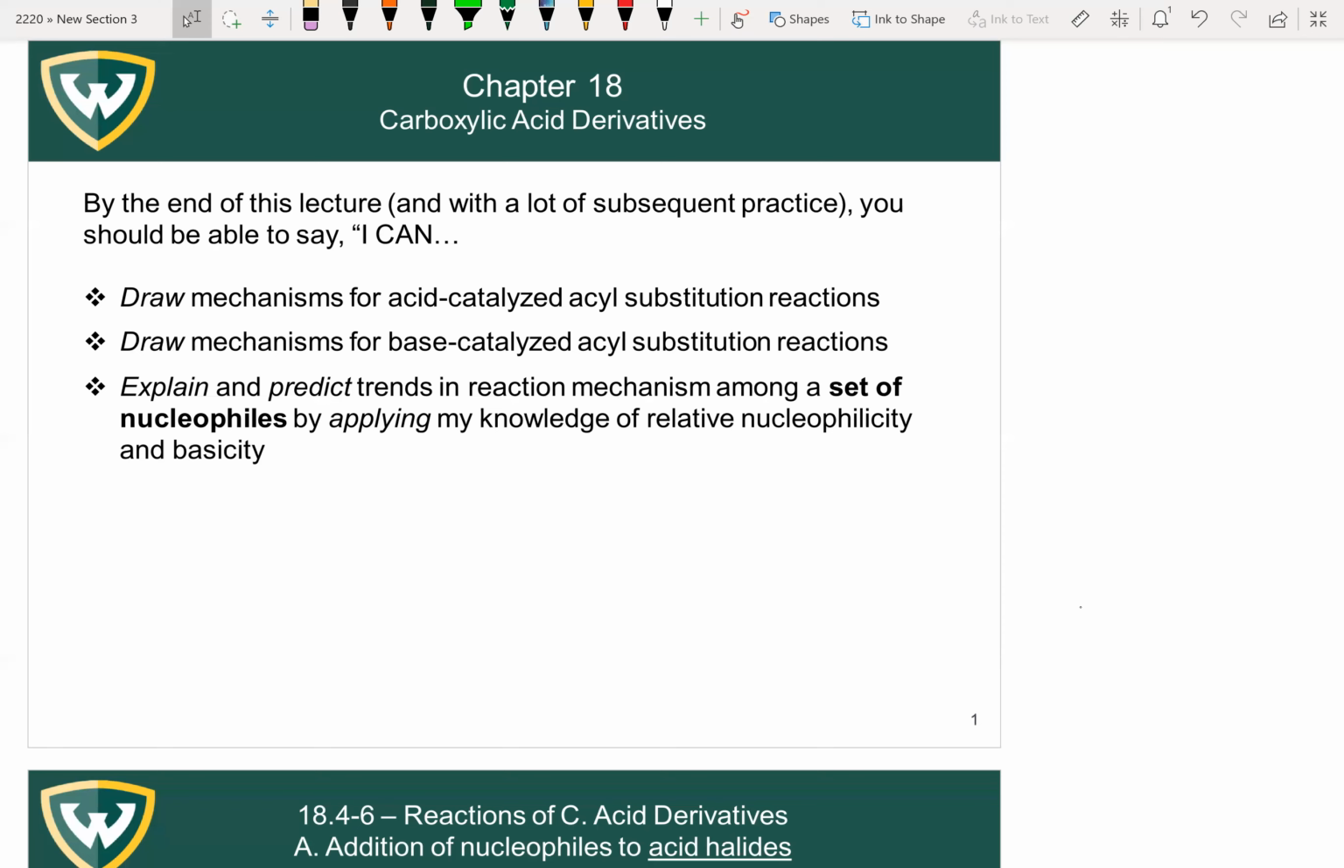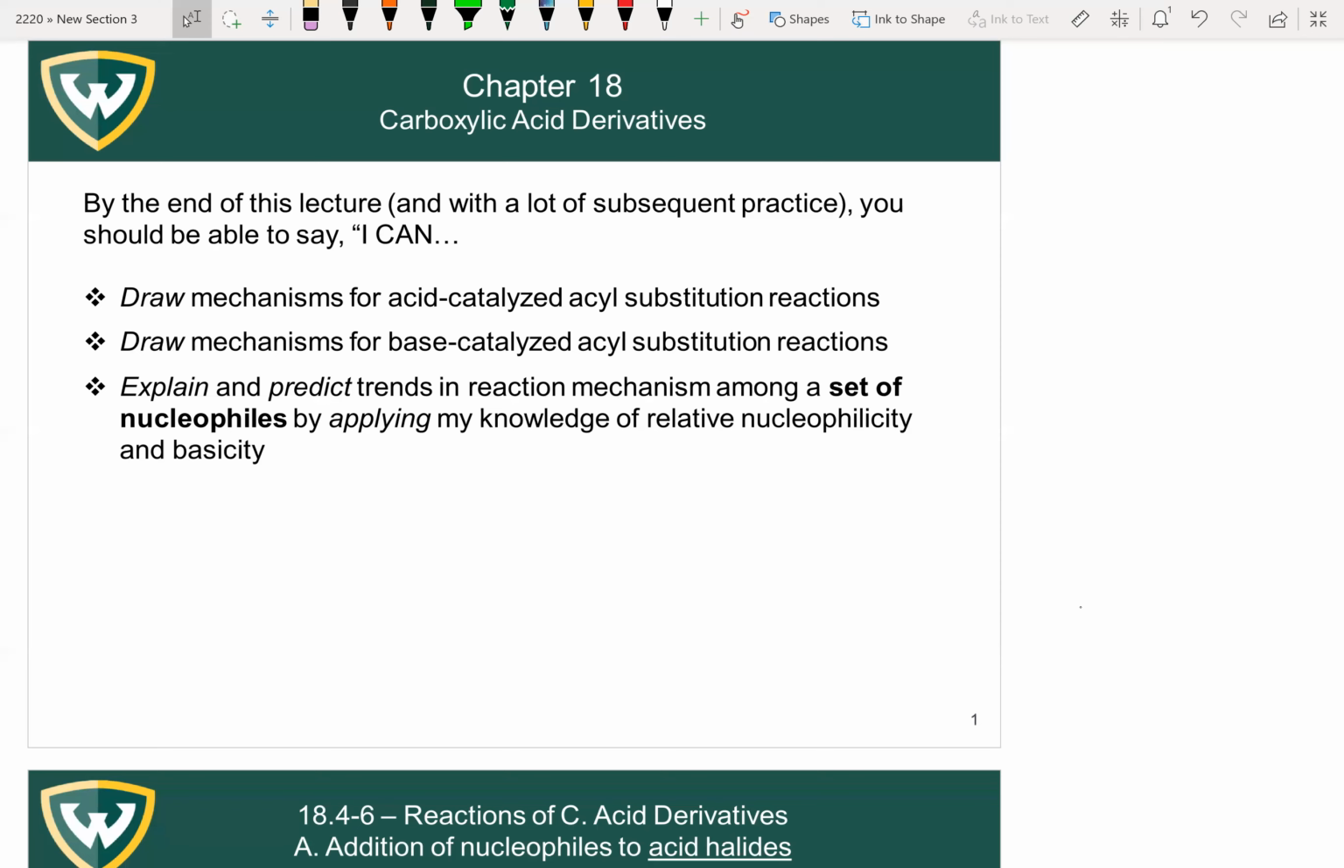Along those lines, by the end of this video, you should be able to draw mechanisms for base catalyzed acyl substitution reactions. We focused on more neutral and acidic substitution reactions until now. We can do substitutions under highly basic conditions with really strong nucleophiles. These occur in the absence of acid, i.e. basic conditions. And we'll be talking about what leads to that.